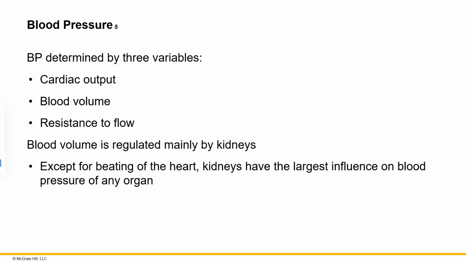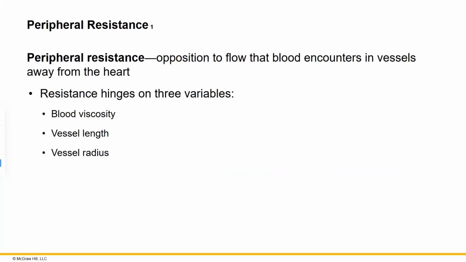Blood pressure is determined by 3 variables: cardiac output, blood volume, and resistance. Blood volume is mainly regulated by the kidneys. Except for beating of the heart, kidneys have the largest influence on blood pressure of any organ. Peripheral resistance, the opposition to flow that the blood encounters in the vessels away from the heart.